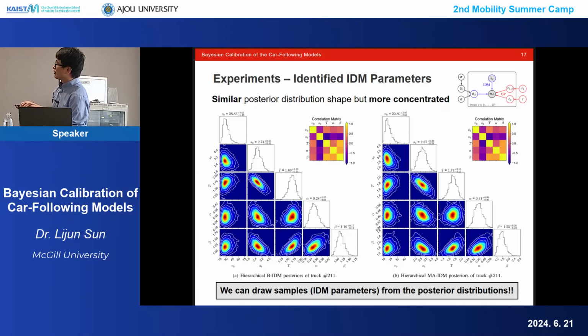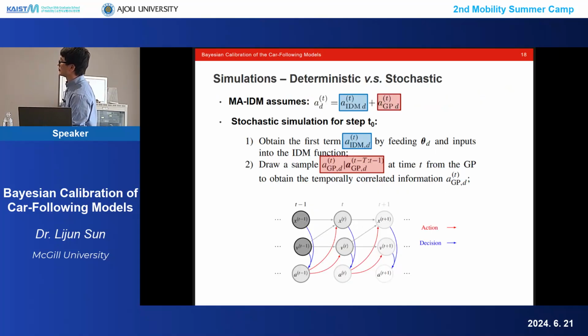So this is the visualization of the calibrated parameters, and we can see that this way we can well reproduce the correlations, either positive or negative, among some pairs of the parameters. And now let's get into the simulation part. So now we can do proper calibration, but how do we do proper simulation?